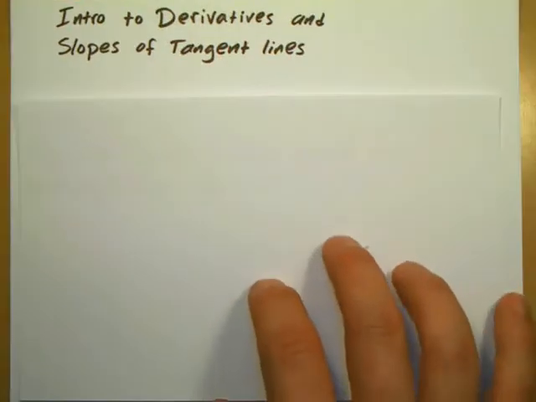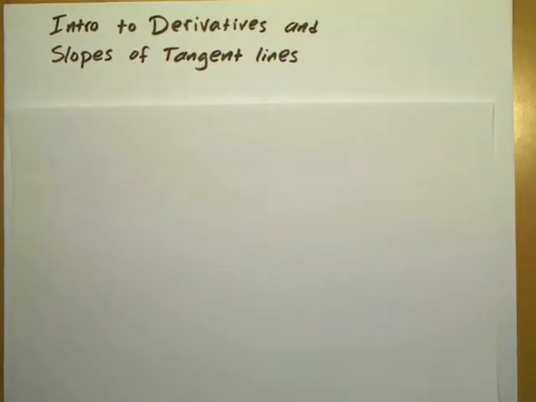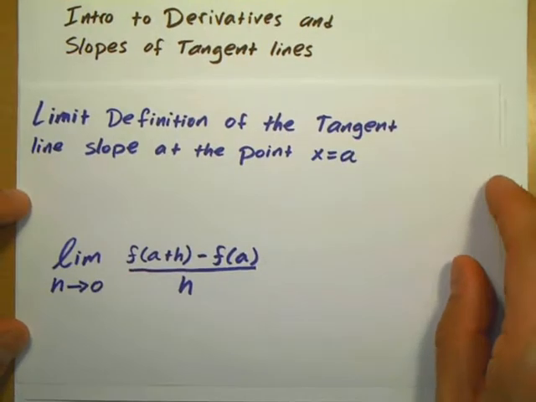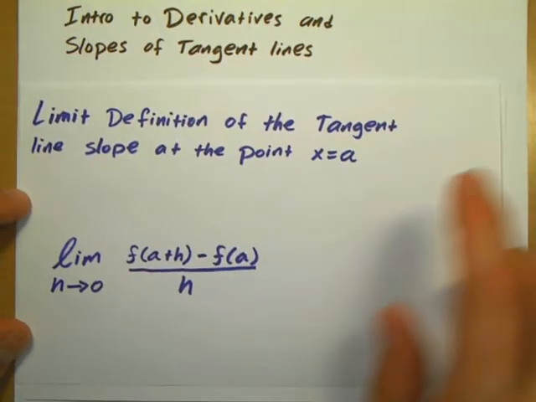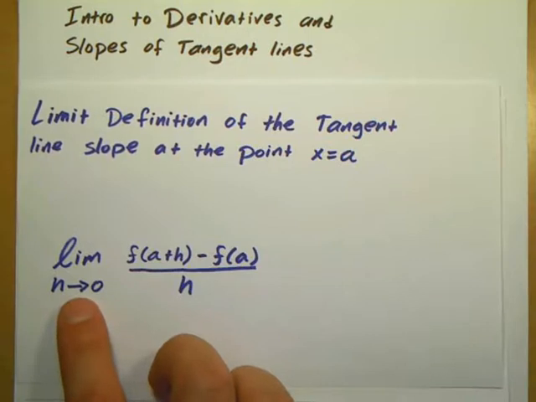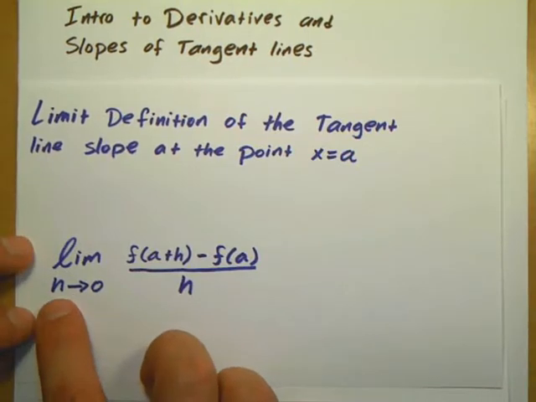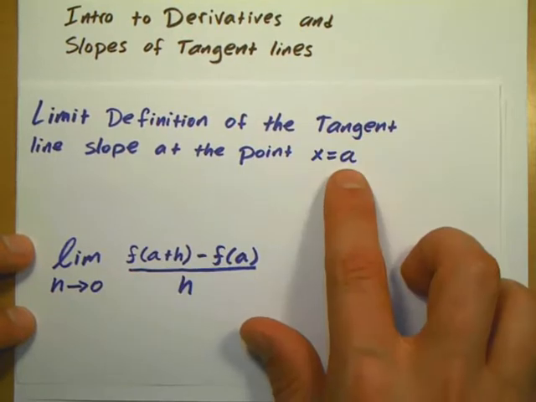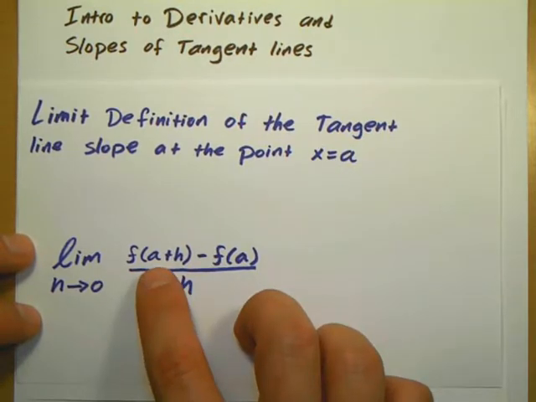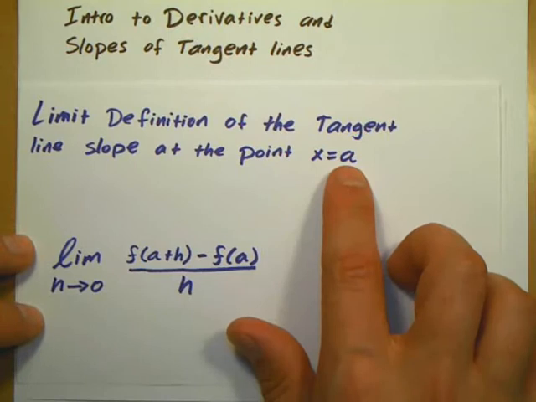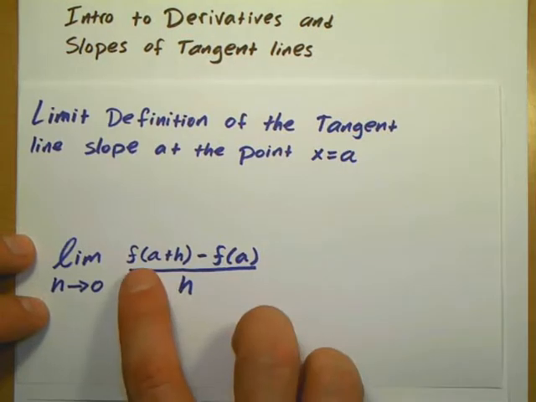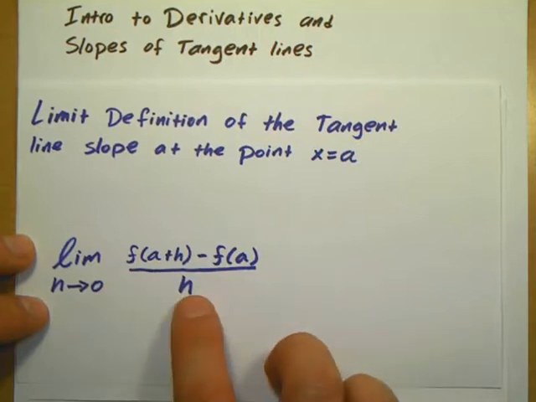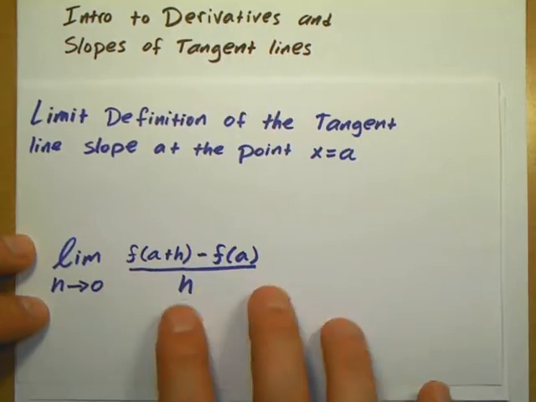Alright, now that you've seen that little animation, here is the limit definition of a tangent line. I'll give you a moment to pause it and copy it down. So this is sticking with limits. It's saying that the limit as h approaches 0 of f of a plus h, where a is going to be a value like x is equal to 2 or x is equal to negative 3, whatever, minus f of a, all divided by h. So this is what the definition is.